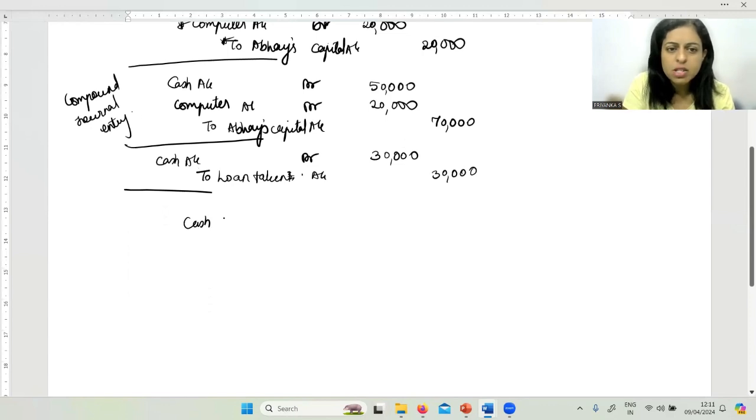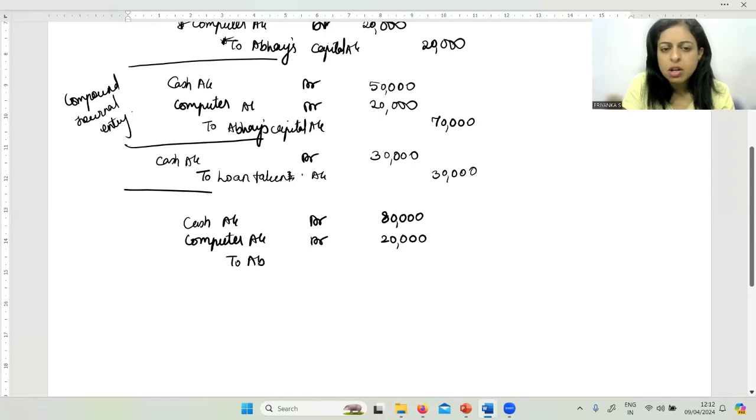So cash account debit, 50 plus 30, 80,000. Then computer account debit, 20,000, same amount. To Abhay's capital account, Abhay's capital account will remain 70. Okay, it won't become 1 lakh. It will remain 70,000. And to loan taken account, 30,000. Have you got it?